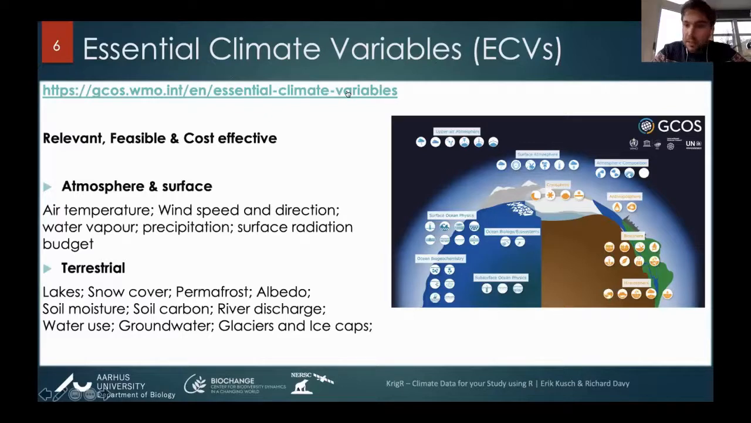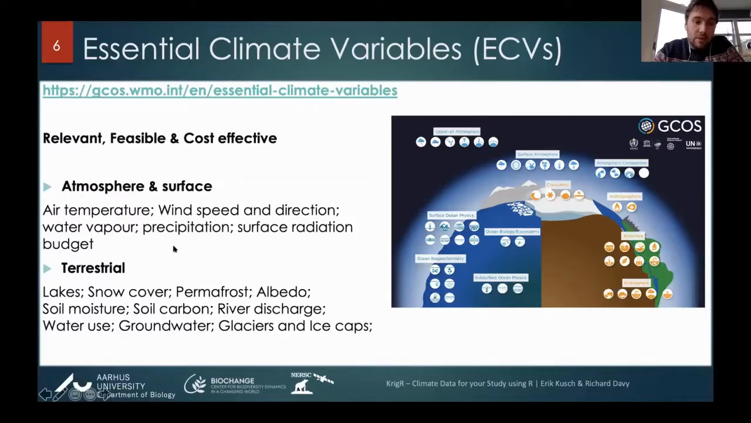This is a list of all the different essential climate variables. They're chosen based upon their importance and their feasibility, in terms of how easy it is to measure them. So it's basically a prioritized list of which variables we target for observations. It has to be cost effective as well. I think if you go through this list, you'll find all the variables you're interested in for your studies.